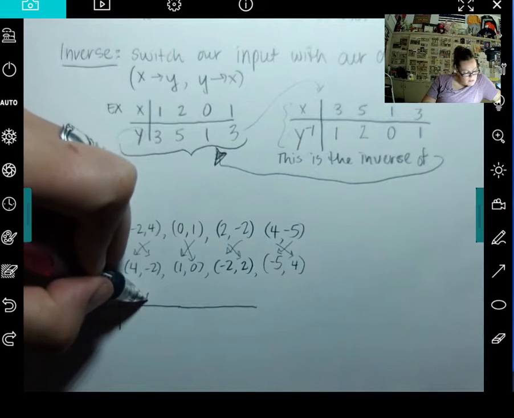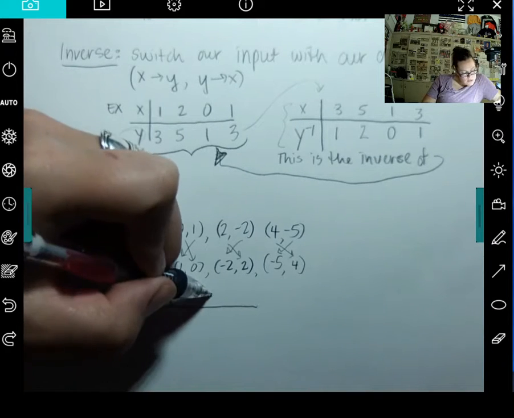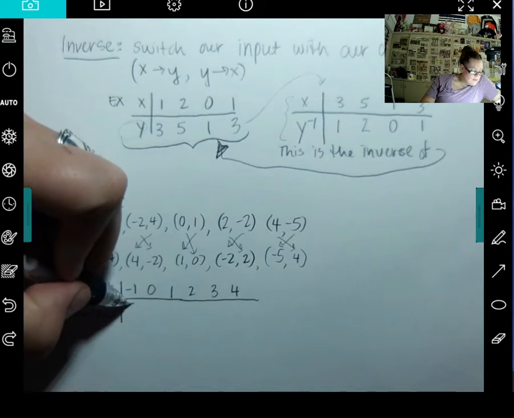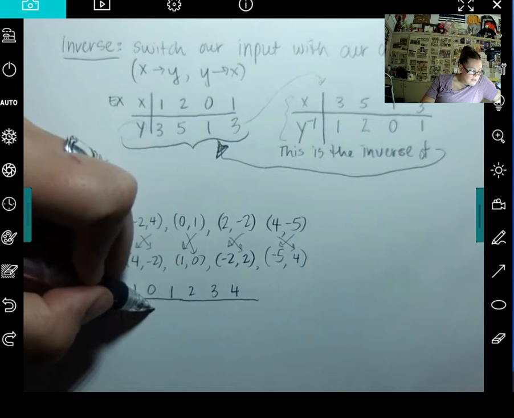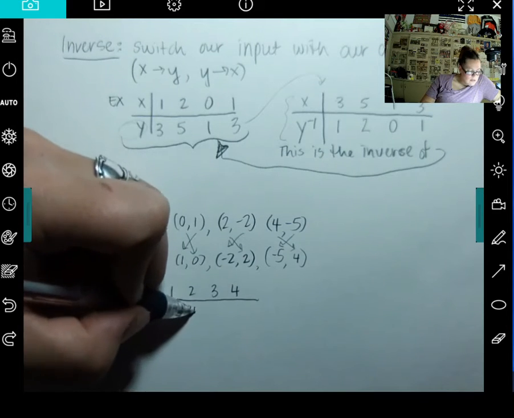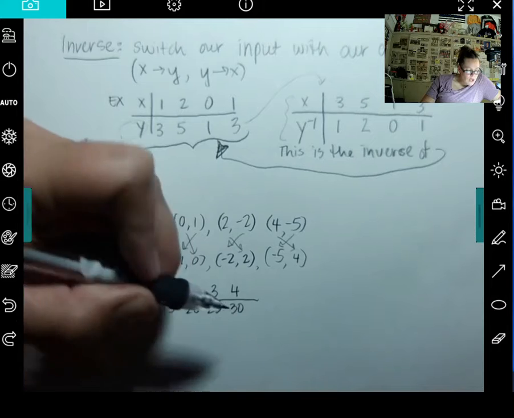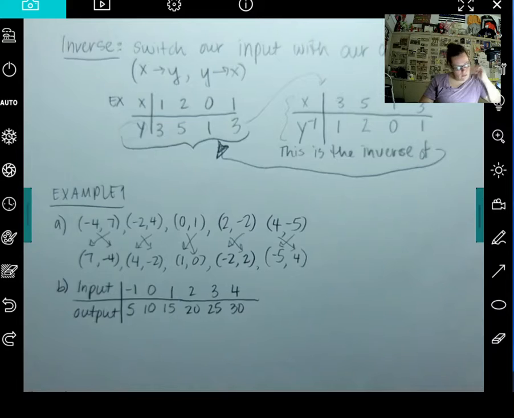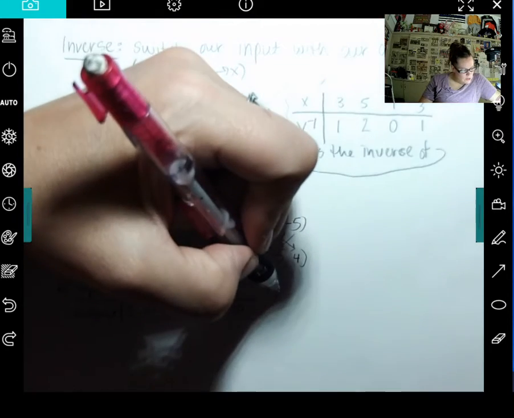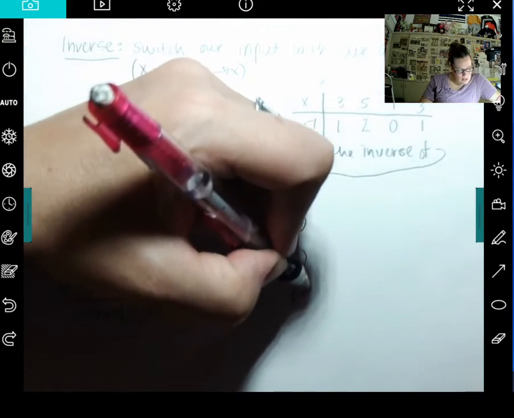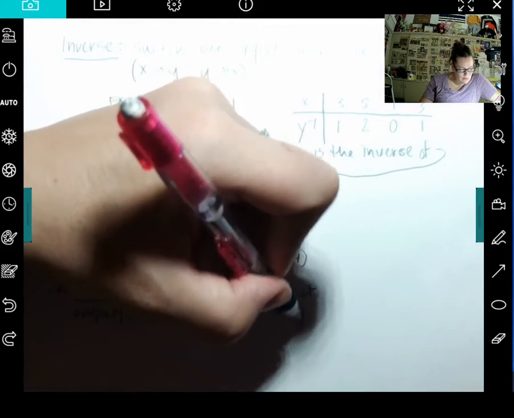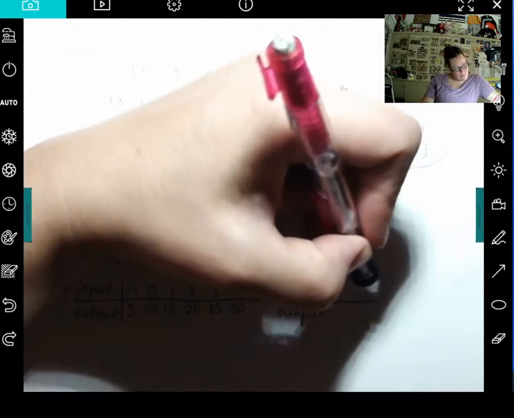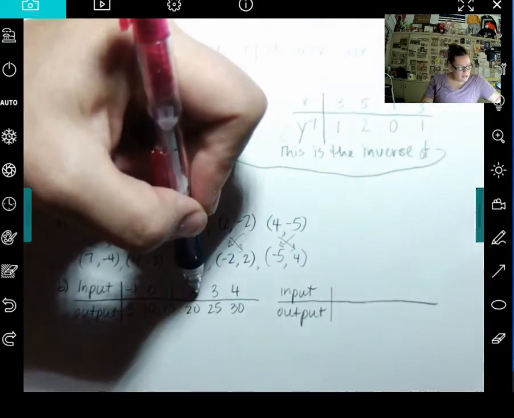We have -1, 0, 1, 2, 3, and 4. The numbers that correspond to these, in the same order, are 5, 10, 15, 20, 25, and 30. So now to get the inverse of this table, all we do is switch the input and the output. We don't switch the names of them. We just switch the information in the table.